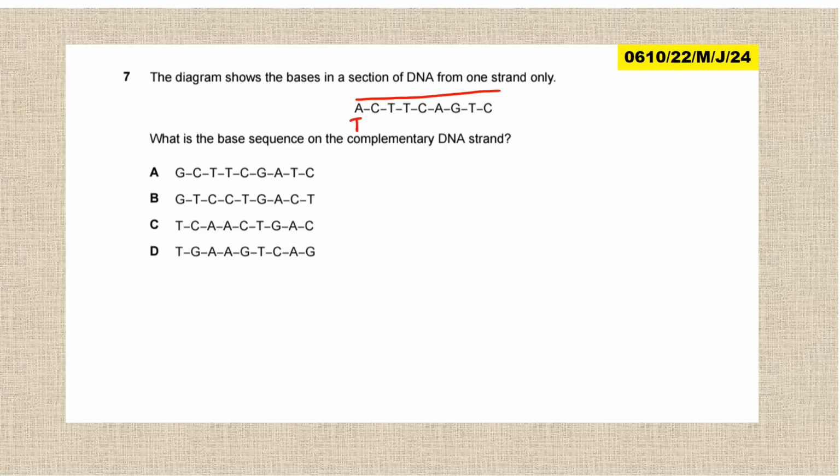So, it's going to be T, G, A, G, T, C, A, G. So do we have TGAA? We want the one that is starting with T. TC, no. So TGAA, so already it is this one.